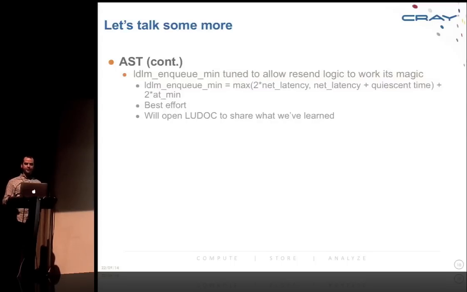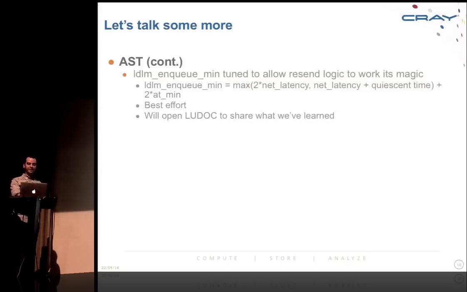So the RPC timeout in general is the sum of the amount of time it takes for a message to propagate from client to server and the server to actually process that request. And these are both bounded by this tunable called at_min, which is probably not appropriate. Ideally, I think you'd have separate values for each. But in order to allow this resend logic to work, you need to account for that initial message that is lost, as well as for the resend.